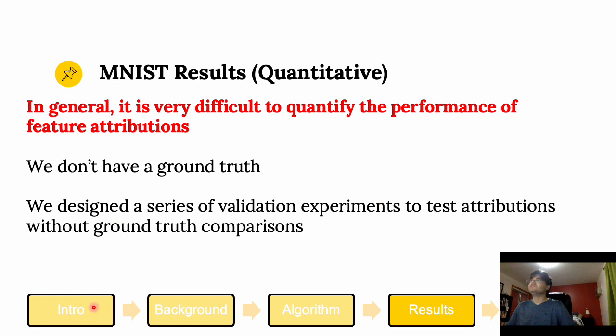In general, it's very difficult to quantify the performance of feature attributions because we don't have ground truth. We designed a series of validation experiments to test the attributions without using ground truth comparisons. We did this because, despite qualitative results that seemed interesting, we wanted to be a bit more rigorous. We wanted to have a good quantitative assessment of what we were doing.